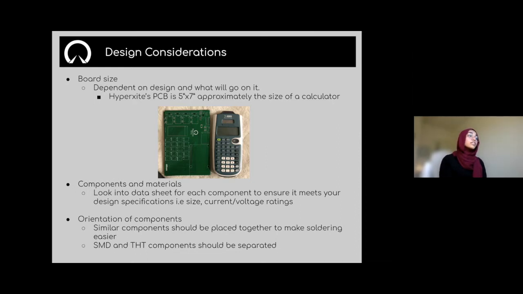You also want to look at the number of components and materials going onto your board. So this is when the data sheets come in. You want to look into the data sheet for each component to ensure it meets your design specifications, for example, the size, the current and voltage ratings, etc. Also, the orientation of components is really important. So you want to put similar components together to make soldering easier. Like your SMDs and THT components should be separated so they don't get in the way of each other when you are soldering.